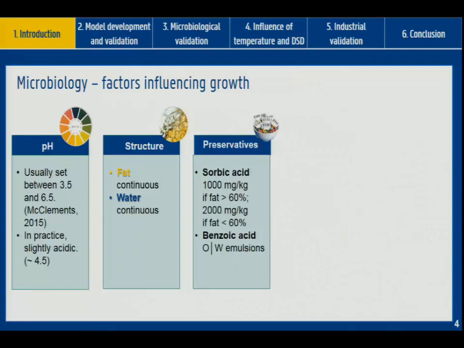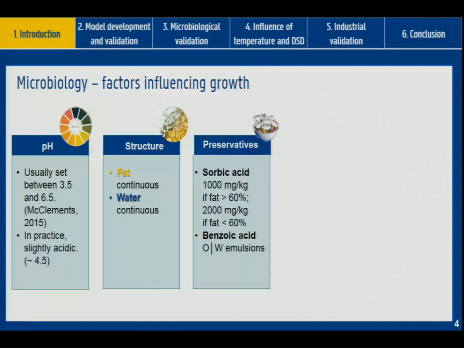Preservatives. So two main preservatives, organic acid preservatives, are added in emulsions. One is sorbic acid and the other one is benzoic acid. Now, sorbic acid is usually added in products like margarine and butter, so water and oil emulsions. If the fat content is higher than 60%, you will add less sorbic acid. If the fat content is less than 60%, you would add more sorbic acid. Benzoic acid is only added to oil and water emulsions, so products like mayonnaise or sauces.